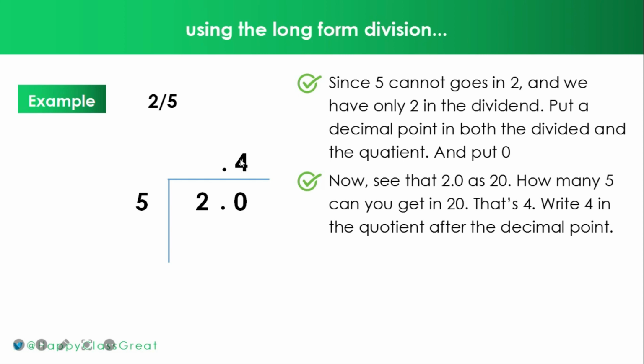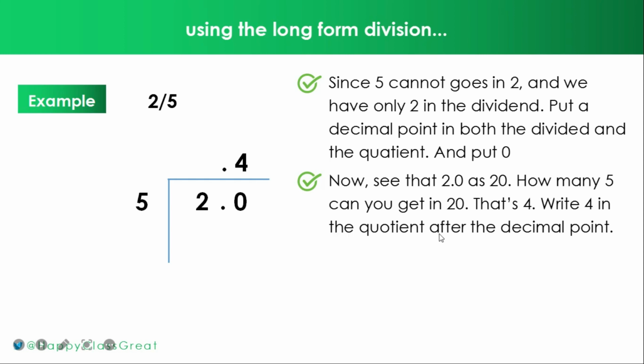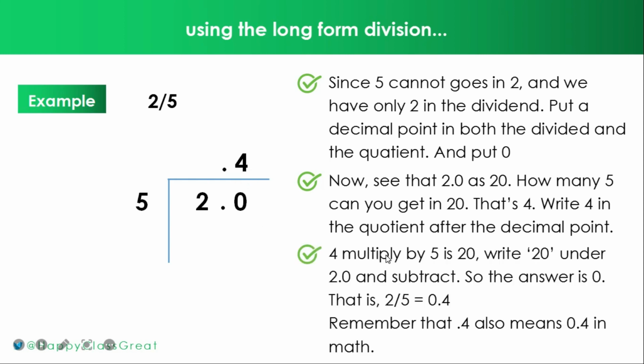I've corrected this here. This is the correct spelling of quotient. So when you write it here, the next thing is that you are going to multiply. Let me explain this. You are going to write 4 after the decimal point, not here. You understand? You write the 4 after the decimal point.